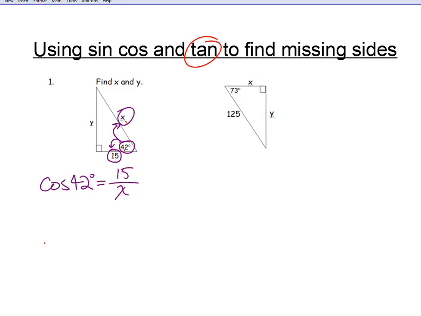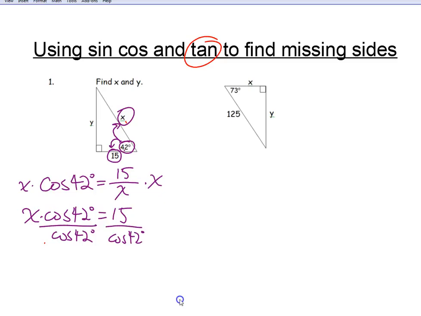Now this is a little bit more challenging, because my x is in the denominator. That's no good. You can never have an x in the bottom of a fraction and get an answer. The first thing I need to do is get the x out of there. So couldn't I just cross multiply and get x times the cosine of 42 degrees equals 15? Well, again, x isn't alone. To get x alone, I have to divide by the cosine of 42. Now I get x equals 15 divided by whatever the cosine of 42 is.